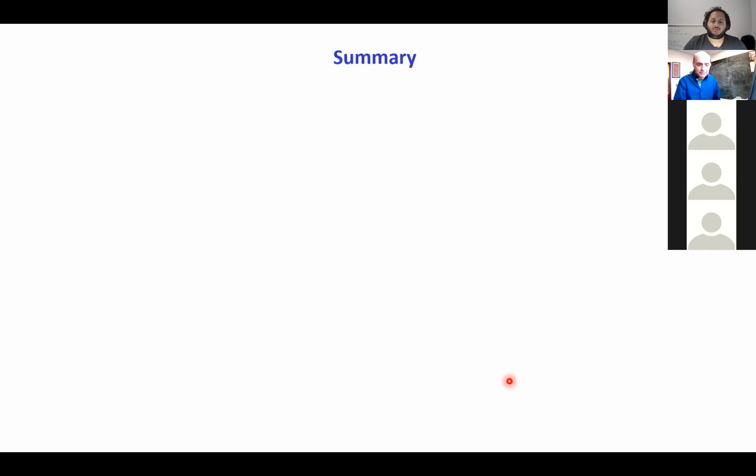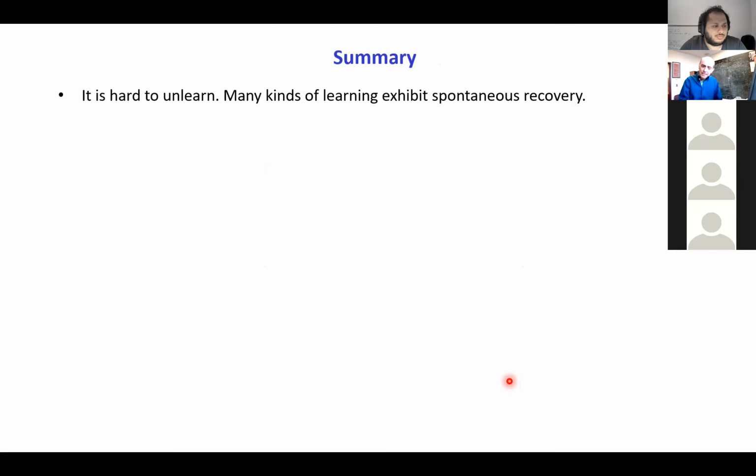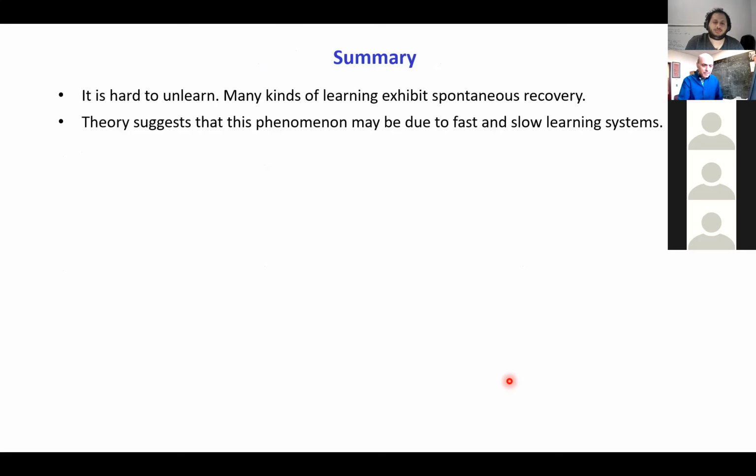Okay, let me summarize and finish. I've been claiming that it's hard to unlearn because many kinds of learning exhibit this concept of spontaneous recovery. Based on a simple theory that my students developed some 17 years ago, we can think about why there is spontaneous recovery based on the concept of fast and slow learning systems. Many systems exhibit this property. Maybe that's because they involve multiple systems that are learning, some fast, some slow.